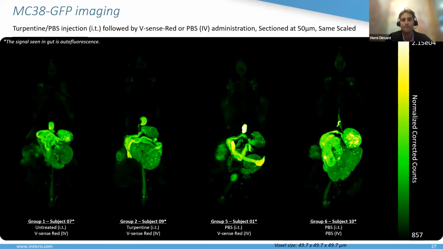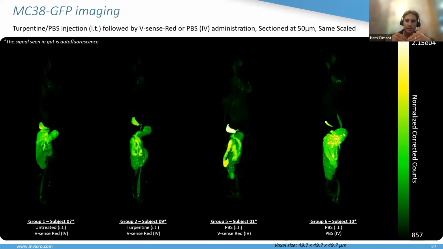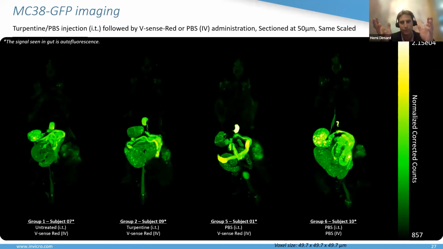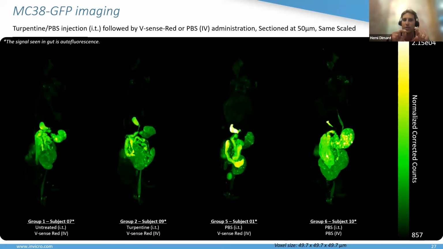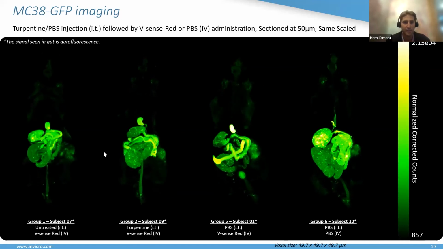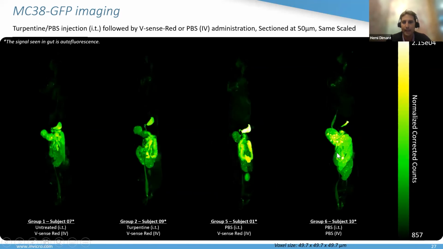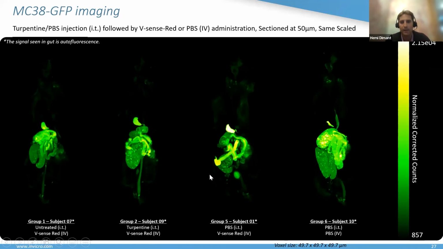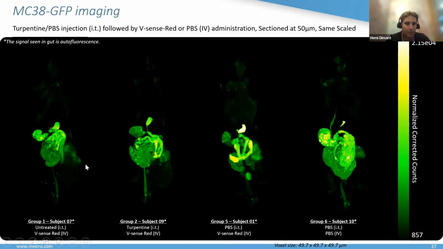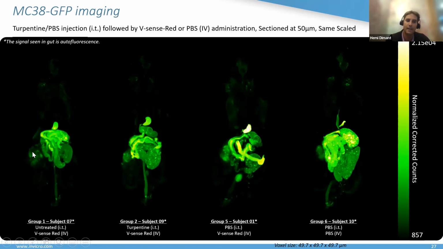I think it's also a nice example to show the multi-channel, basically the spectral options for Cryo-Fluorescence Tomography. There's several channels. Here we're looking at the GFP signal of the tumor cells. So the MC38 cells in this case express GFP. Again, as I mentioned, a lot of autofluorescence coming from the gut, as you can see basically in all the animals. But if you look at the tumors on the right, on the side of the flank of the animal, you can see we are able to detect the tumor. We're seeing GFP fluorescence in the tumor.